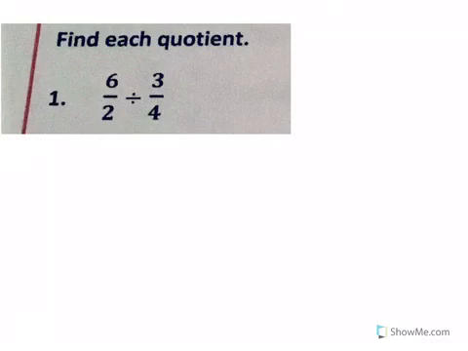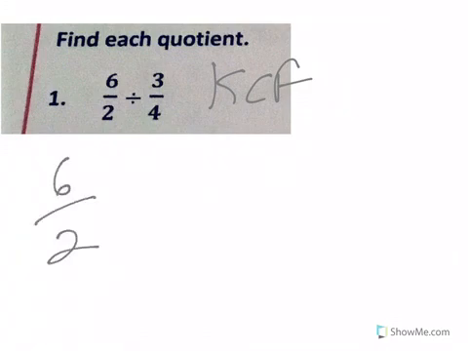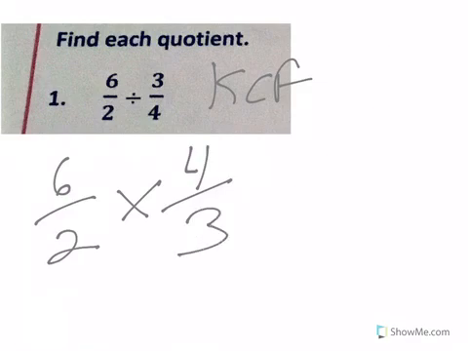I'm going to do this one as a keep, change, flip. Keep, change, flip. So 6/2 divided by 3/4. I'm going to keep 6/2 the same. I'm going to change division into multiplication. I'm going to flip 3/4 and make it 4/3, and I'm going to multiply straight across.